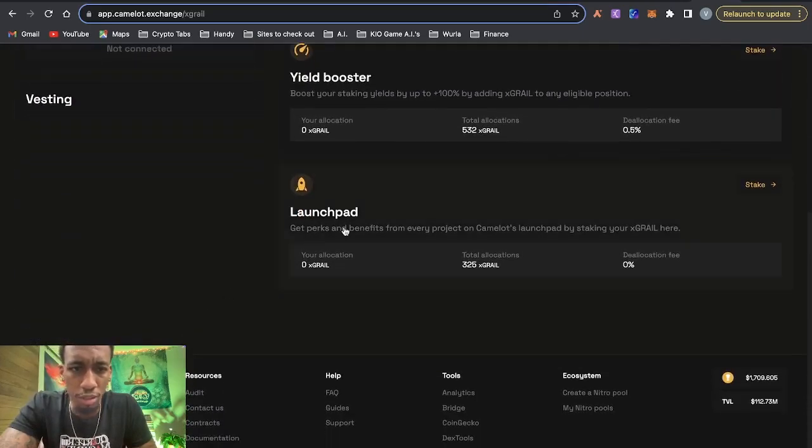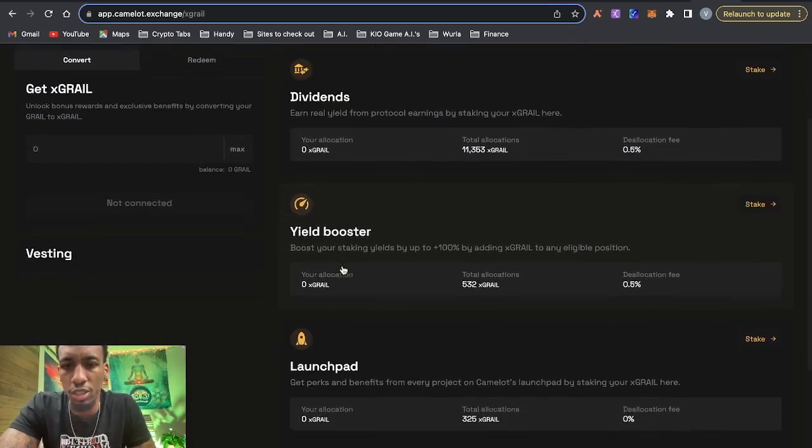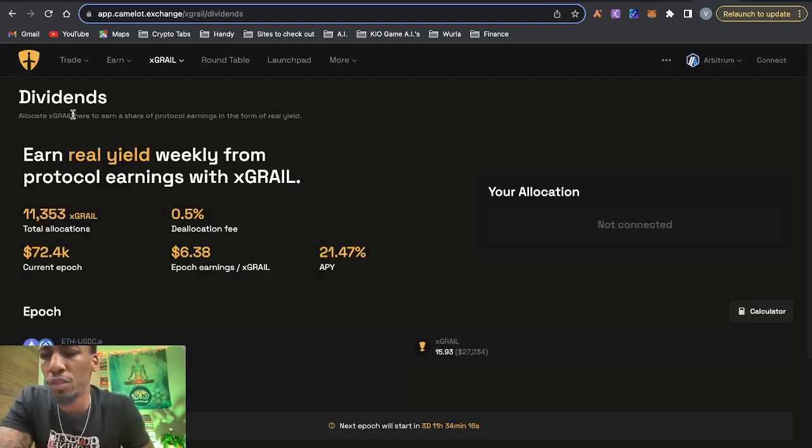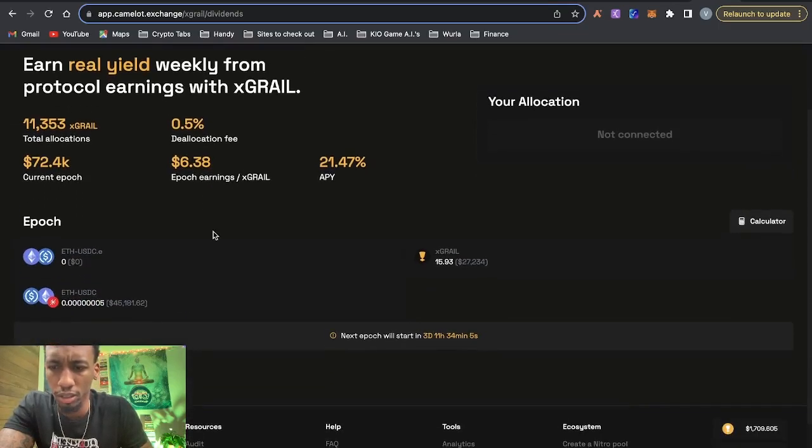And then you will be able to use it to boost the yields. I don't have any, so it won't show me that UI, but you can stake it here and then you can go and boost your yields, I imagine. This is where you get dividends. It says allocate XGrail here to earn a share of protocol earnings in the form of real yield. Remember, you get paid out in Grail or XGrail. All right, so you can stake it here.